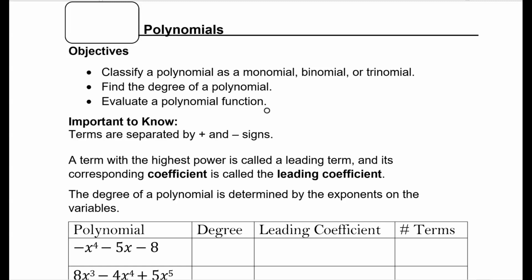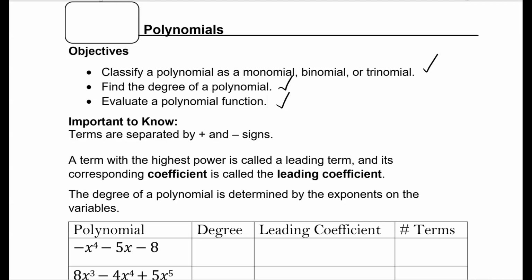Hi students, let's get started with section 4.4, which is on polynomials. In this lesson, we are going to classify a polynomial as a monomial, binomial, or trinomial. We're going to find the degree of a polynomial, and we're going to evaluate a polynomial and polynomial functions.